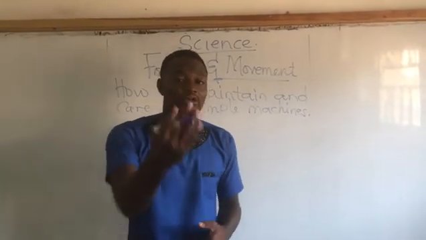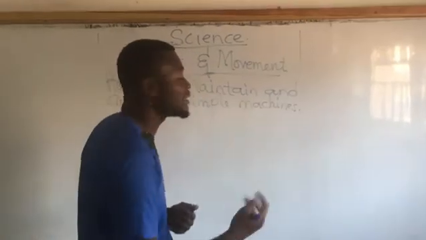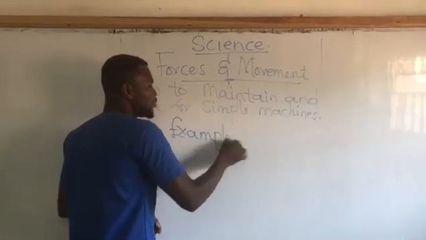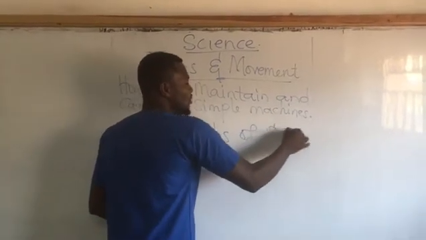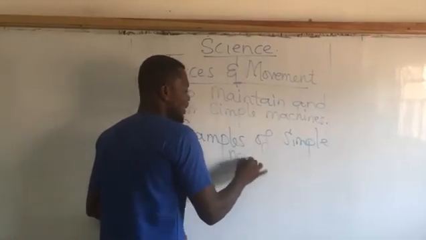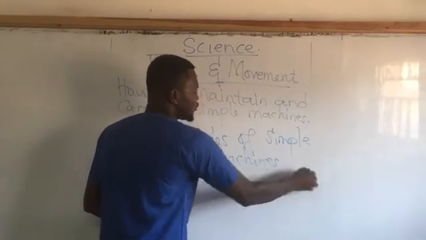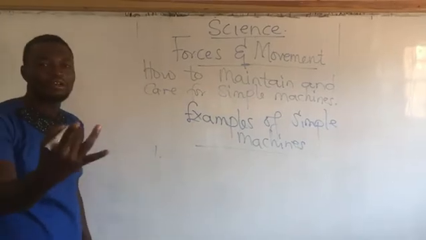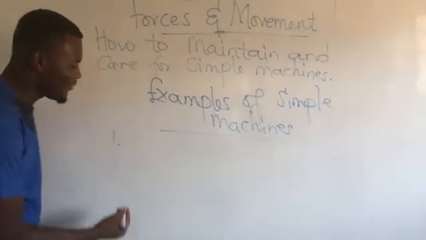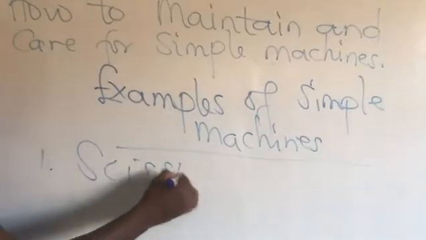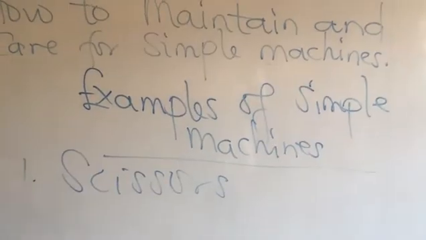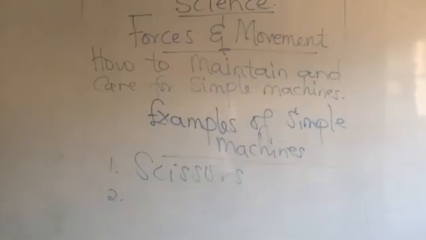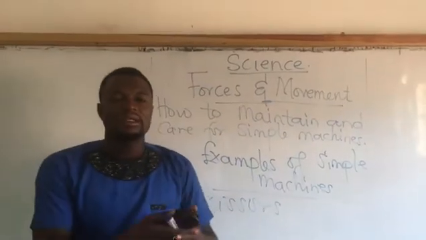Can you try to brainstorm on some of the simple machines we have? Let's take some examples of simple machines. I mentioned one, can you remember? The example I gave? Yes, the scissors. Scissors is an example of a simple machine. What else? I have a stapler with me. This is a stapler.